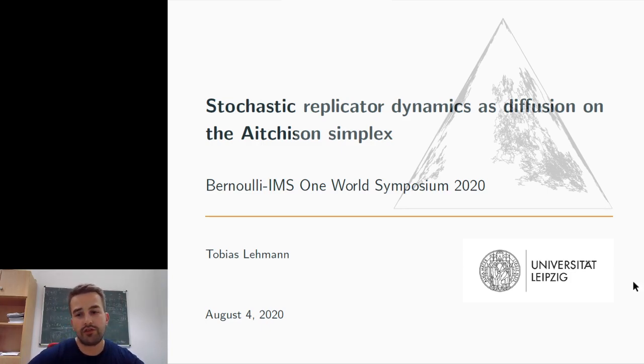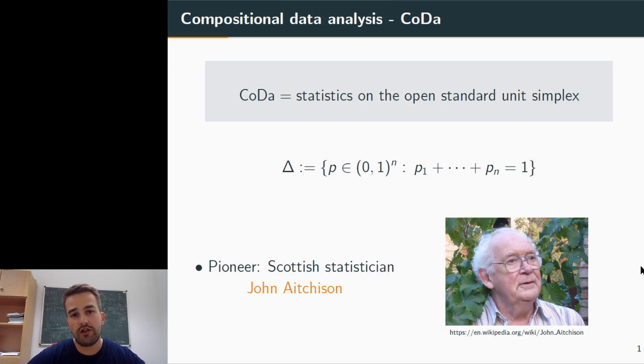called the Aitchison geometry. So the Aitchison geometry predominantly occurs in the field of compositional data analysis, which essentially is nothing but statistics of simplex valued data. And one of the big pioneers in that field was the Scottish statistician John Aitchison, and one of his main contributions, which in his honor is nowadays called the Aitchison geometry, is the following observation.